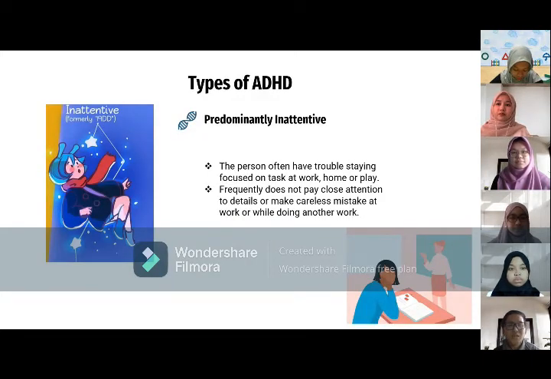Okay, so we will discuss the types of ADHD. The first one is predominantly inattentive. The person often has trouble staying focused on tasks at work, home or play. They frequently do not pay close attention to details or make careless mistakes at work or while doing other work.